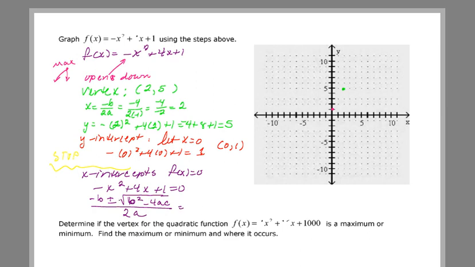So let's see what -b is going to be. Since b is a positive 4, -b will be -4, plus or minus the square root. Since b is 4, b² will be 16, minus 4 times a, which is -1, times c, which is 1. And this is all over 2 times a, which is 2 times 1. Now we need to clean this up. First, let's work on the inside of the radical. I'll end up with 16 + 4, which is 20.